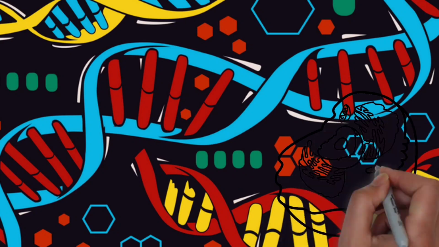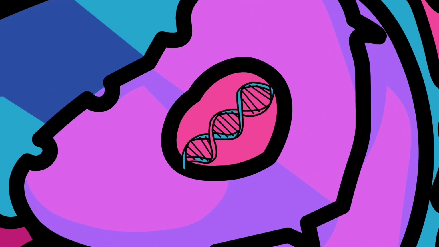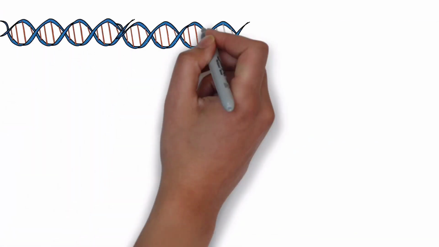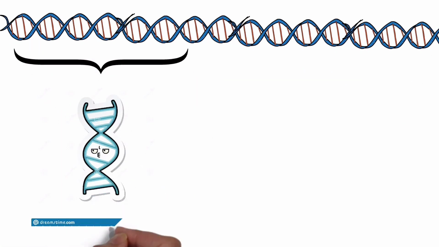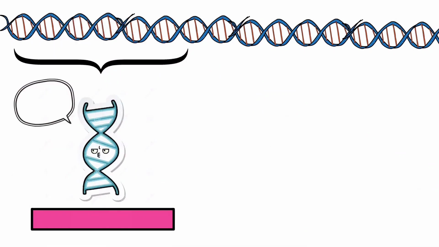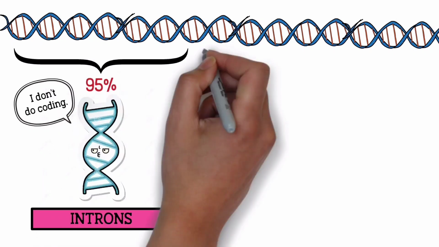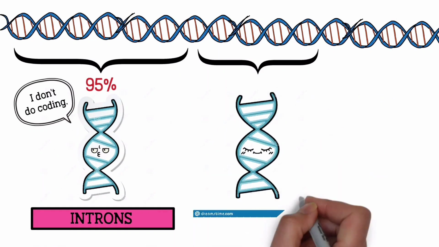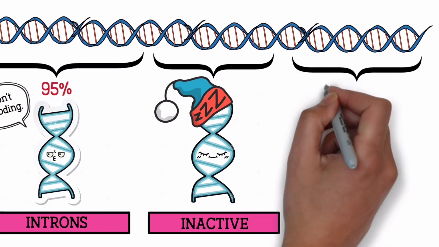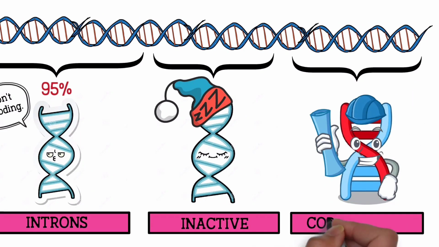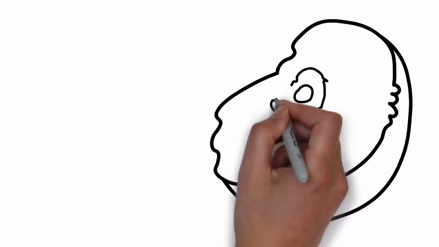All of your cells have DNA, with a few exceptions, and that DNA is in the nucleus. Although thousands of genes in human DNA code for proteins, large stretches of your DNA are transcribed but do not code for proteins. These regions are known as introns, and they make up about 95% of the human genome. We also have regions in your DNA that make up genes that are not activated. But in this video, we're going to talk about genes that are coding for active proteins.